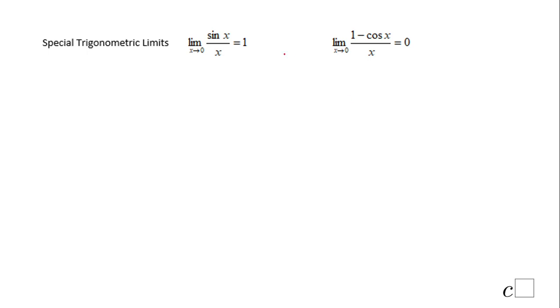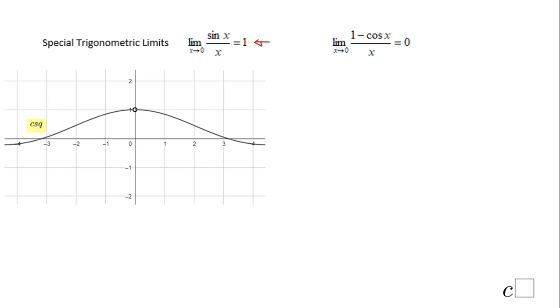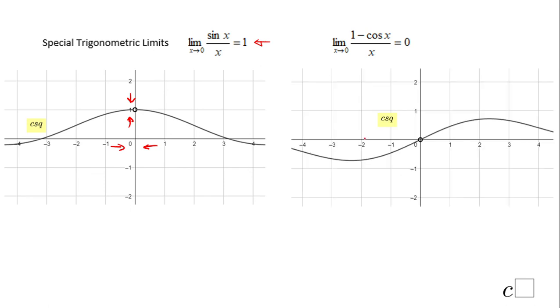This is the first one. Limit when x approaches 0 of sine of x over x equals 1. You can see the picture here. I'm going to use this graphical way. When x is getting closer to 0, left and right, the function is getting closer and closer to 1. And the same for the second one. You notice when x is getting closer to 0, the function is getting closer to 0. Those are two important trigonometric limits.